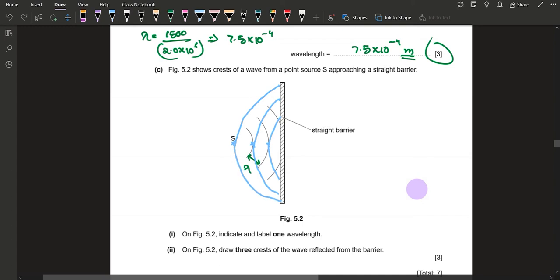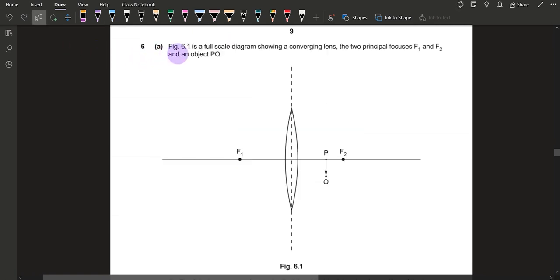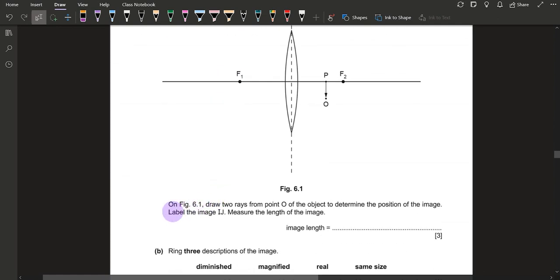And we are done with question number 5. Question number 6. Part A says, figure 6.1 is a full-scale diagram showing a converging lens, the two principal focuses, F1 and F2, and an object, PO. On figure 6.1, draw 2 rays from point O of the object to determine the position of the image. Label the image IJ, and measure the length of the image.